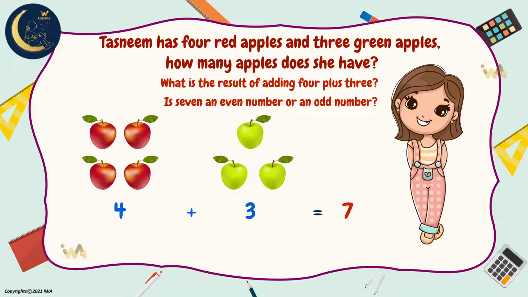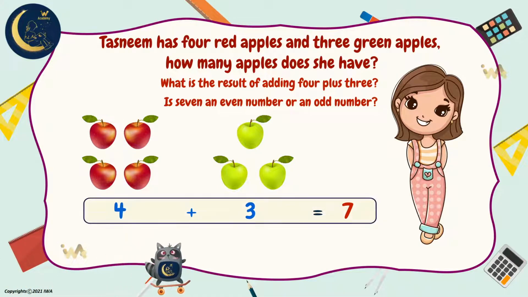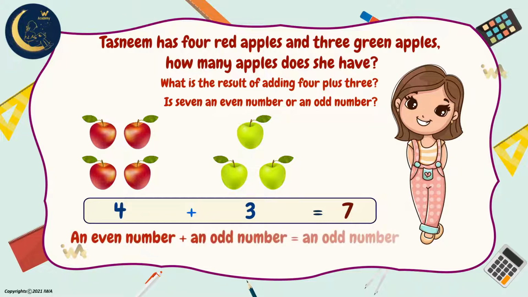Look with me. Did you notice something here? The number 4 is an even number. The number 3 is an odd number. And the number 7 is an odd number. So the result of adding an even number plus an odd number equals an odd number. Great job!